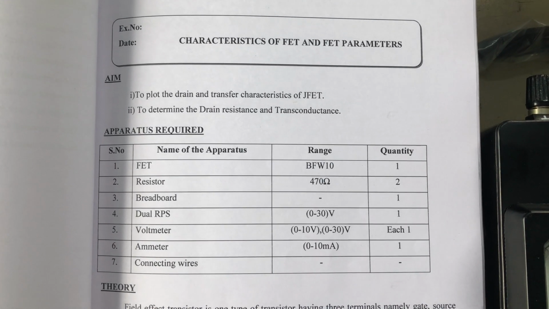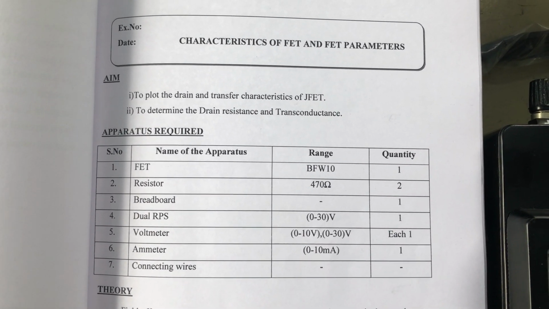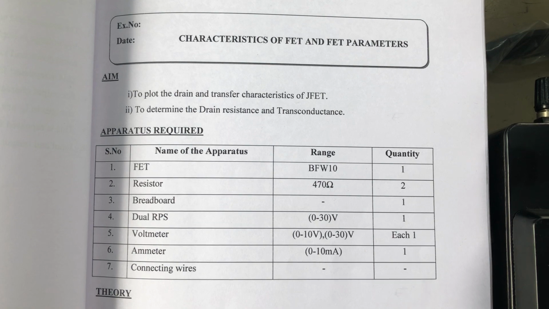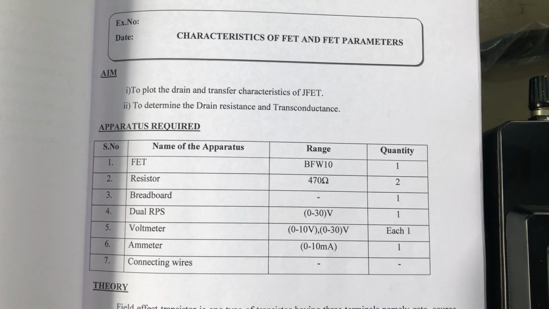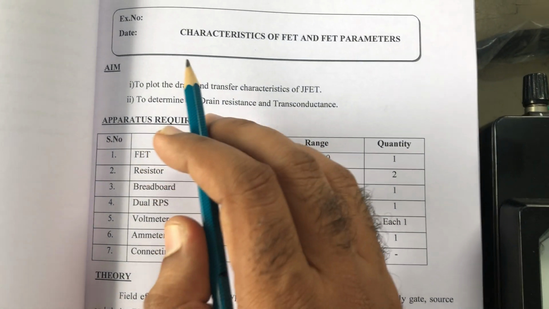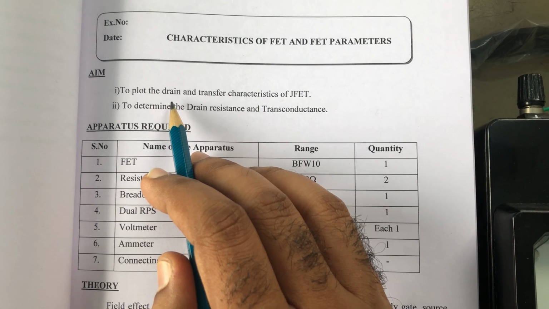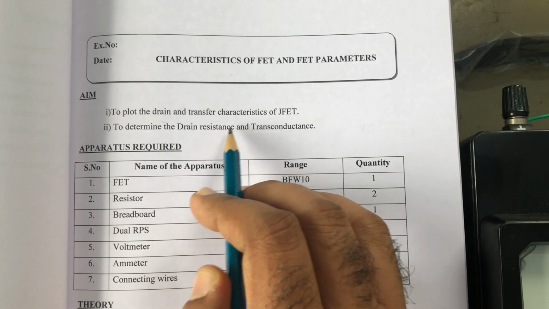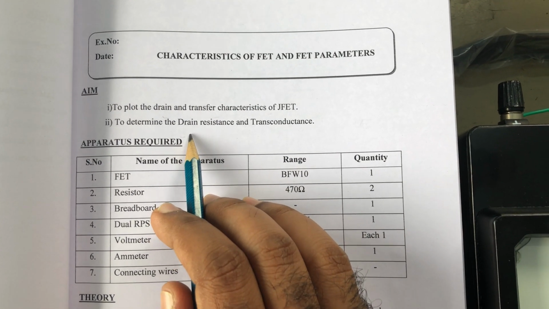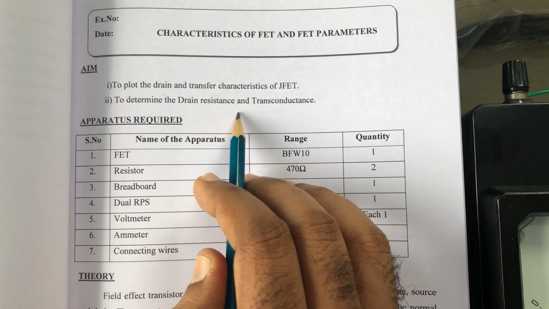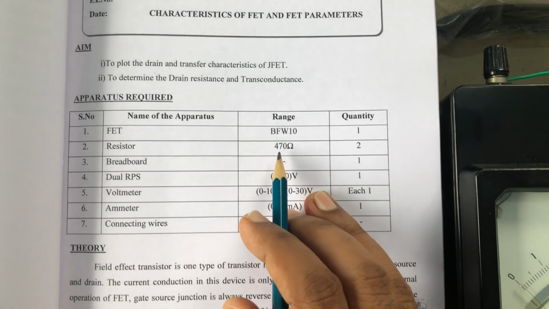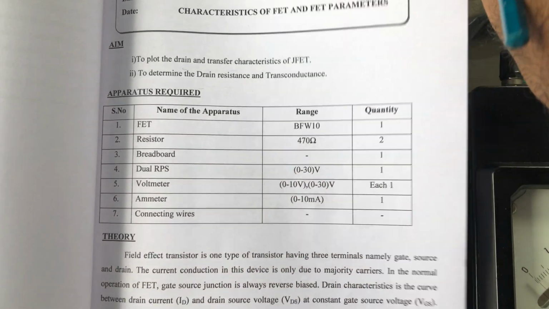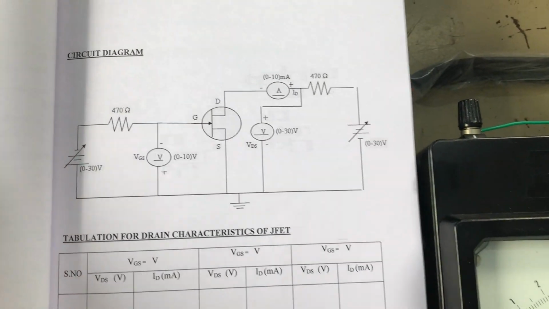In this lab class, we are going to see the characteristics of FET and their parameters. So the aim: we have to plot the drain and transfer characteristics of a JFET, and also determine the drain resistance and transconductance. So directly we'll move into the circuit.